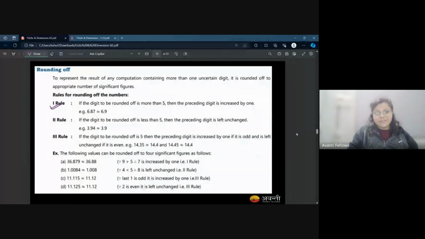So rule number 1. If the digit to be rounded off is more than 5, then the preceding digit is increased by 1. It means if I have this number over here, let's say 4.67, okay? And I said, please round it off up to 2 significant figures. So what would you do? You will say, I have to round off this number now, so that I will get some number which has 2 significant figures only.